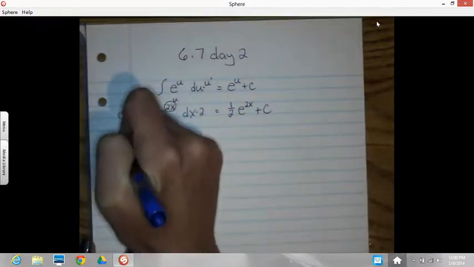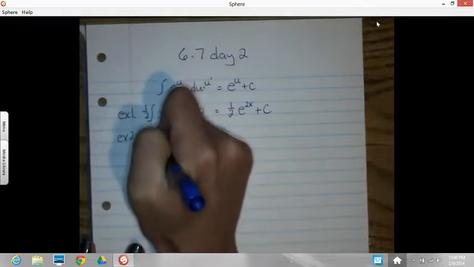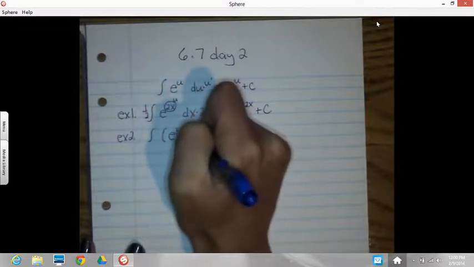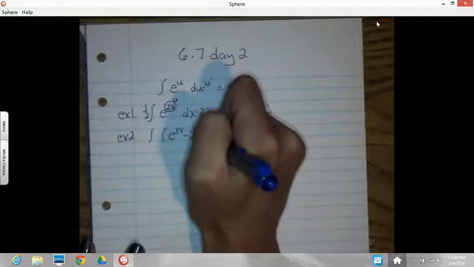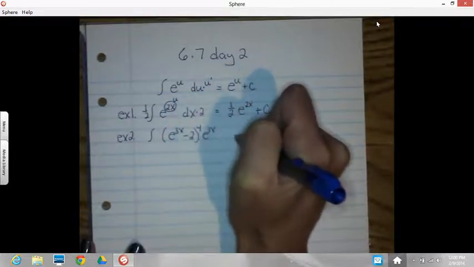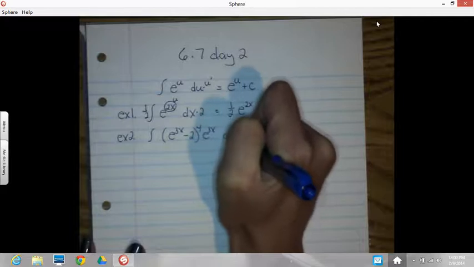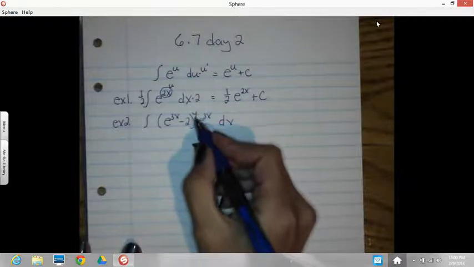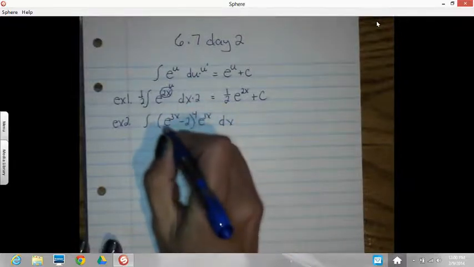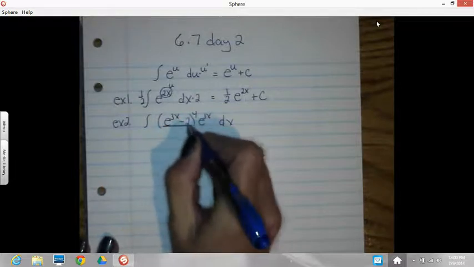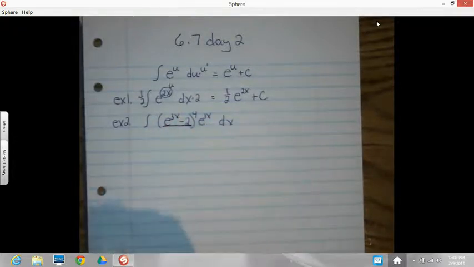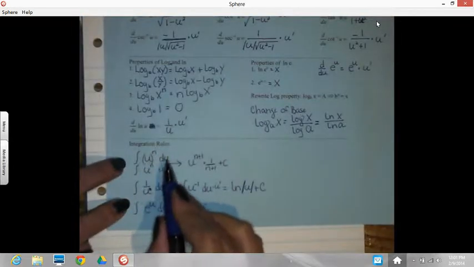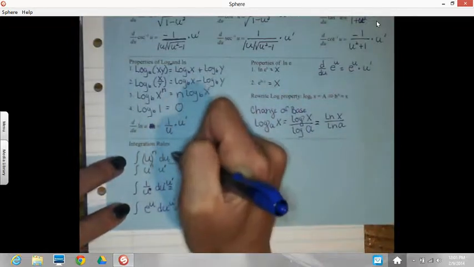Number 2. Integral of the quantity e to the 3x minus 2 to the 4th, e to the 3x dx. Okay, looks like we're trying to do a power rule here, but in order to do a power rule, I need to have the derivative of the inside attached to the dx. You always need the derivative of the u attached to the dx. I should probably put a little u prime here so you're used to seeing it.